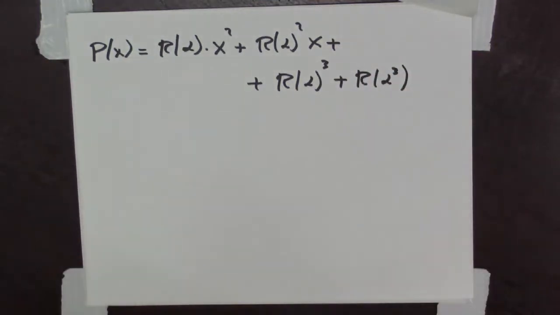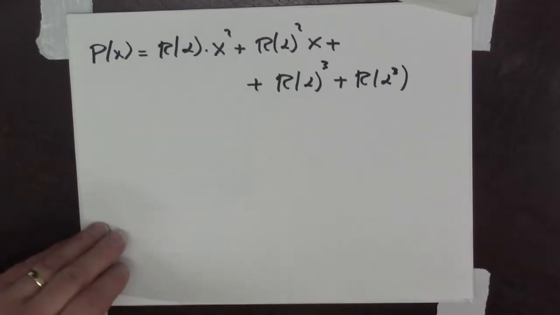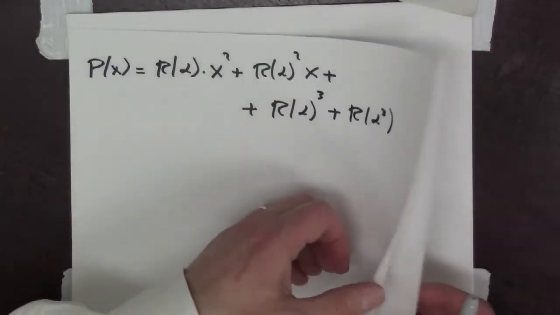Okay. So now I'm going to evaluate this polynomial in the three cases of 0 errors, 1 error, and 2 errors. So let's begin with the easy case, namely no error.